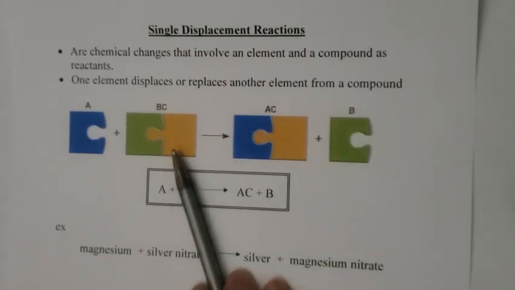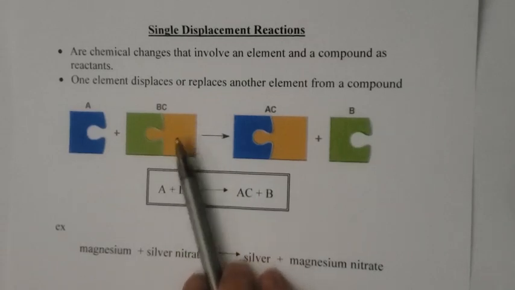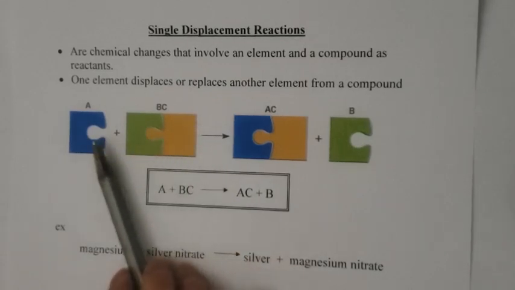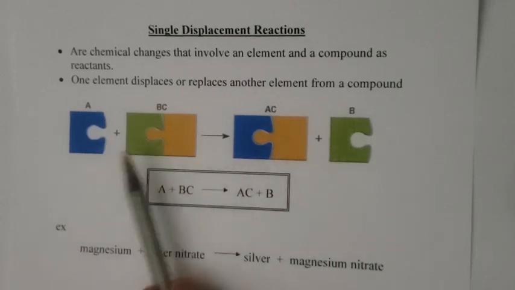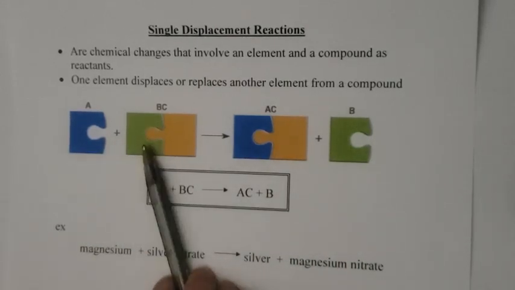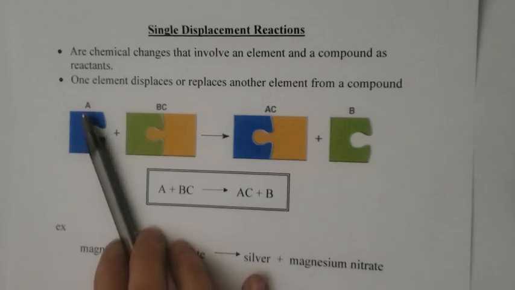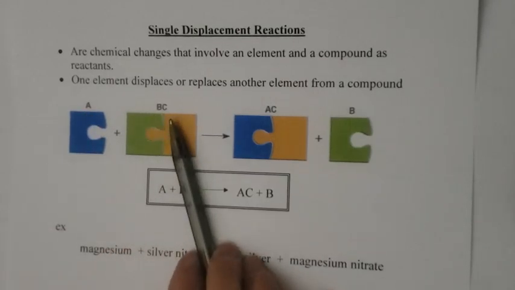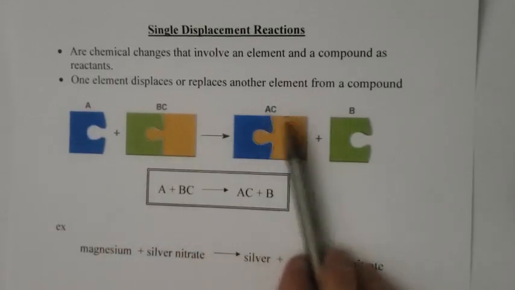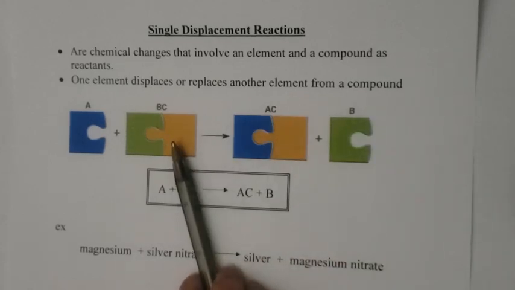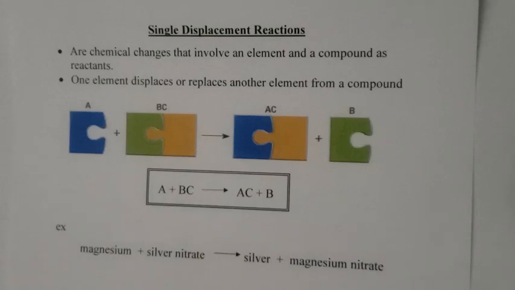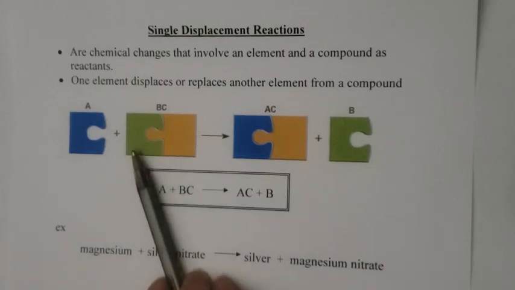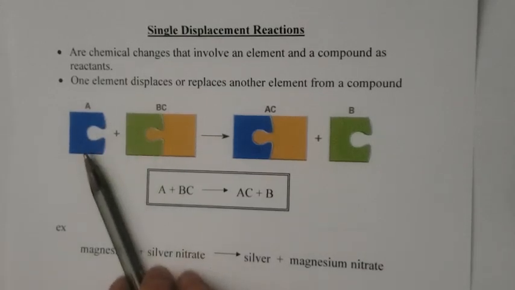So what's happening is this yellow one, instead of being here, it's going to go over here. And that's what we see here. So it's almost like the blue and the green switch spots. So instead of having A plus BC, we have AC plus B. So what happens, it's always the metals. The metals are the ones that switch. Okay, so you have your single element just switching with the other single element.